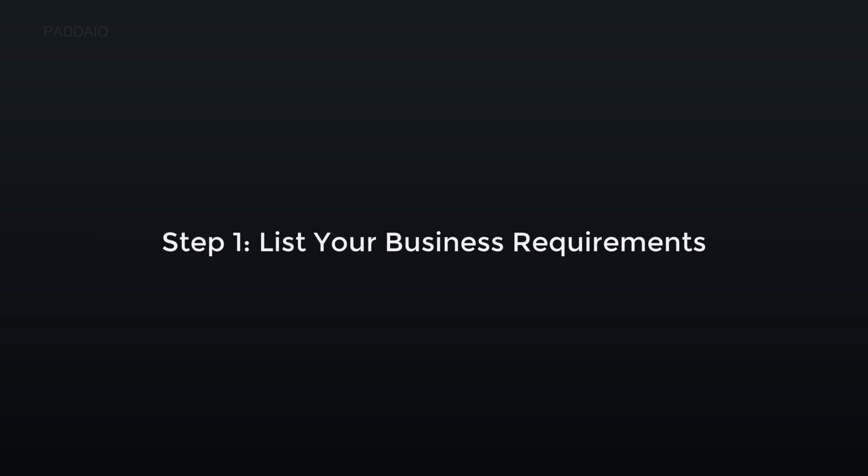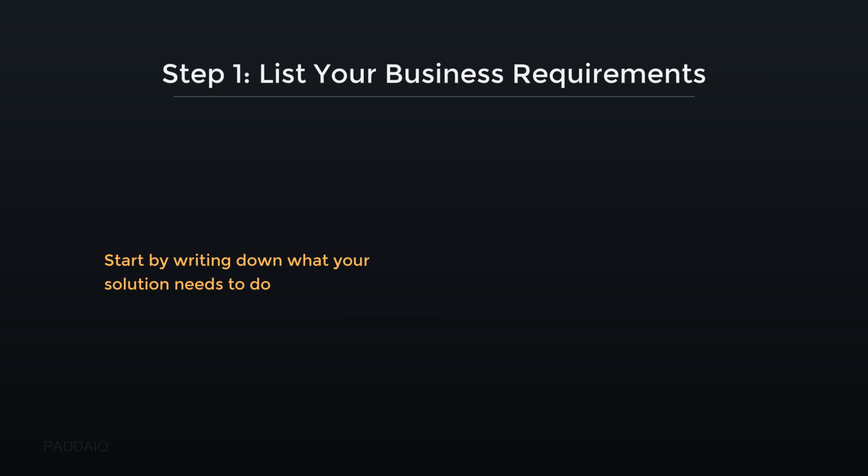Step 1. List your core business requirements. Start by writing down what your solution needs to do. This means clearly defining the tasks and outcomes your application must achieve. For example, a simple requirement could be, the app must allow sales staff to check product inventory from their mobile phones. This initial list becomes the foundation for every technical decision that follows.